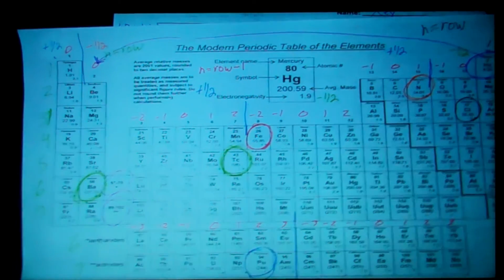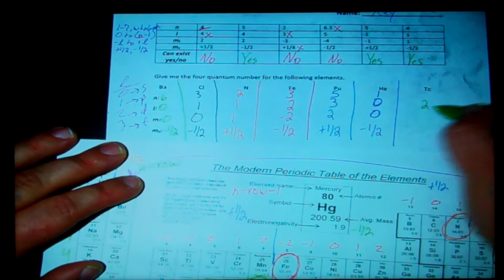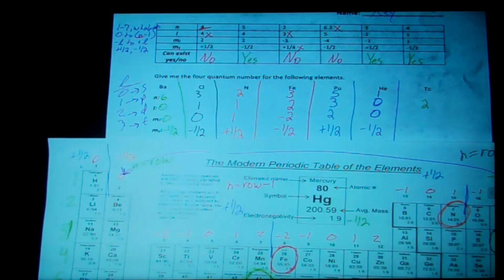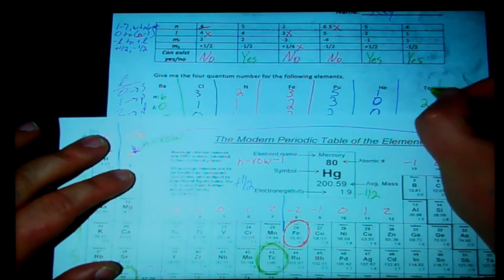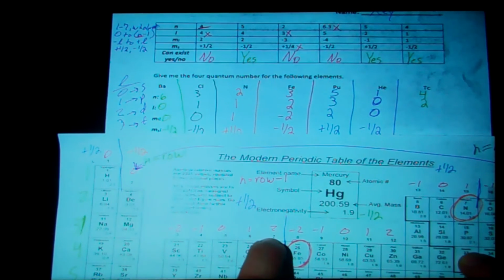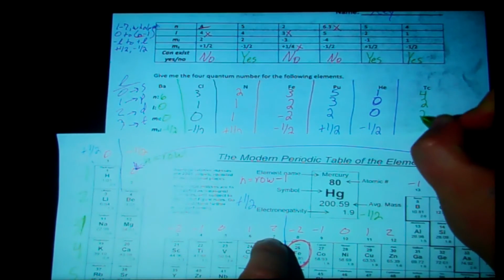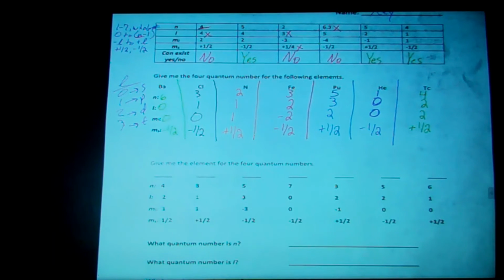So technetium's in the D block, which means L must be 2. For D block, N is equal to rho minus 1. Technetium's in the 5th row, so 5 minus 1 is 4. M sub L is stacked on the 2 orientation. And it's in the first half, so plus 1/2. So that's how to get the 4 quantum numbers for elements. Breaking it down. Alright.